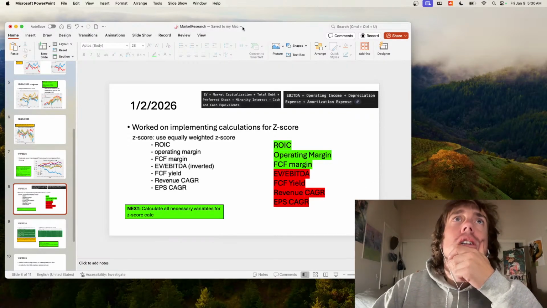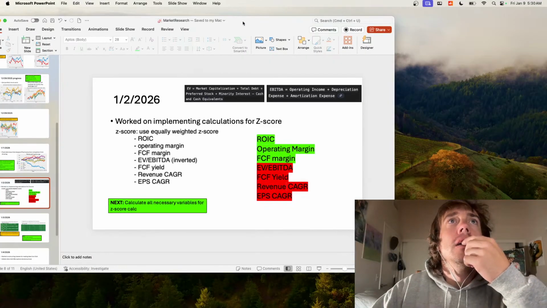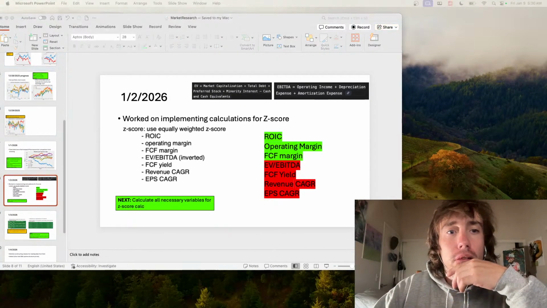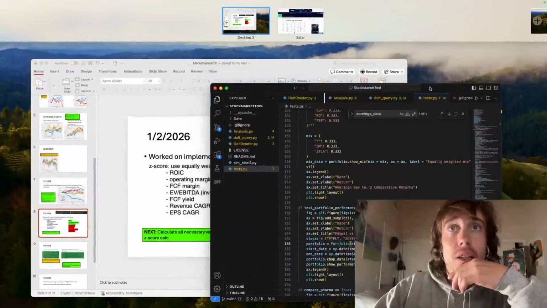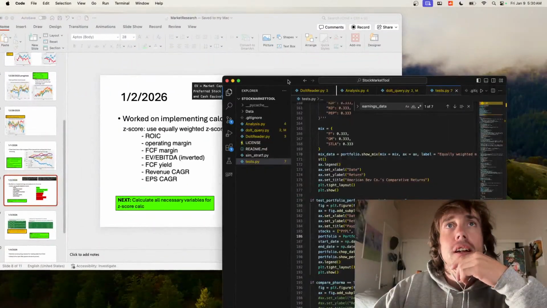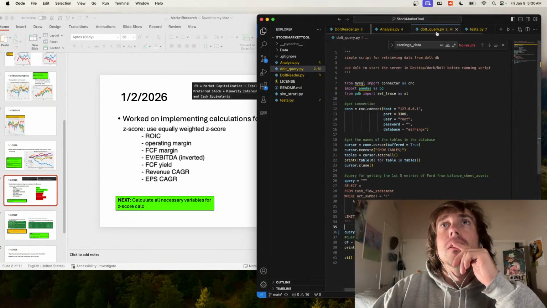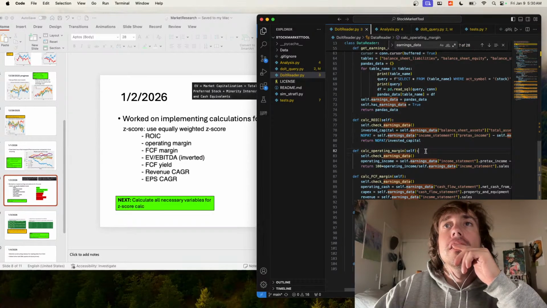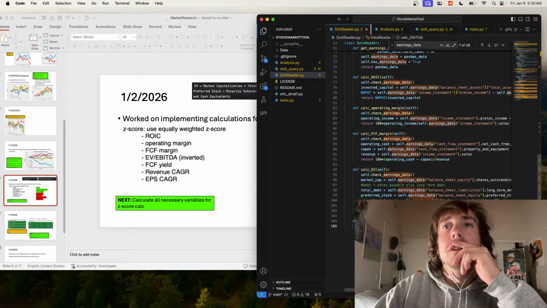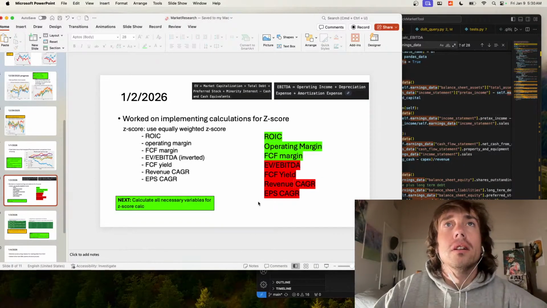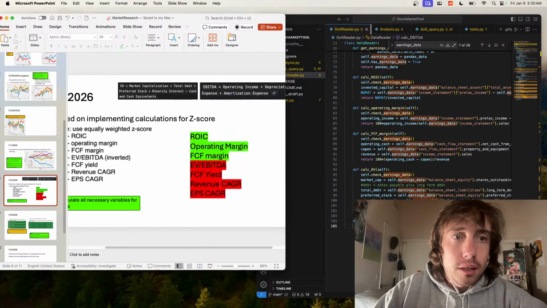All right, so now we have EV, EBITDA, way out of the graveyard, back to life. All right, so, the reader, calc ROIC, operating margin, FCF margin, EBITDA, operating income.